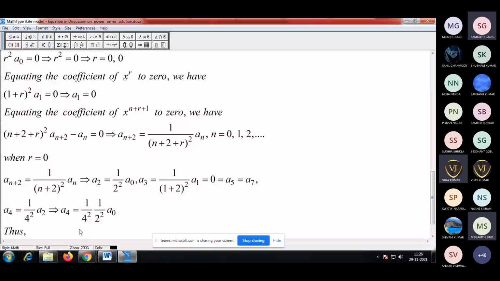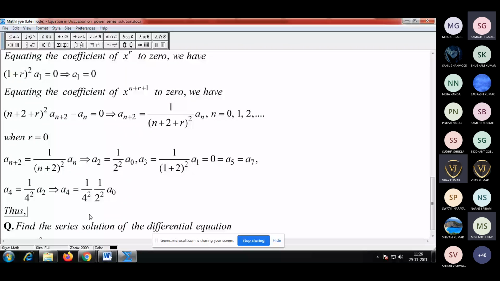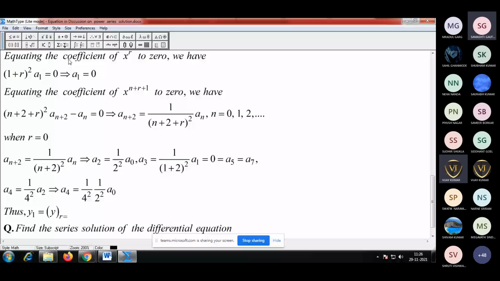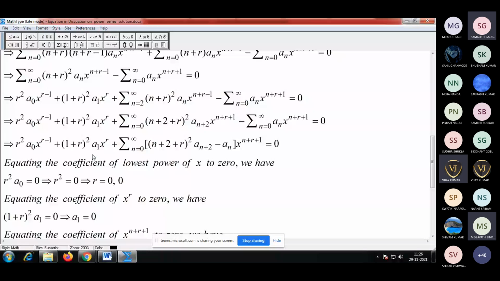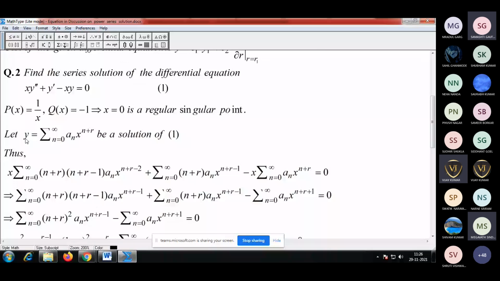So at r equal to 0, thus what is the y1? Y1, first solution, y1 is equal to y at r equal to 0. So y means summation an x to the power n plus r. So r is 0.